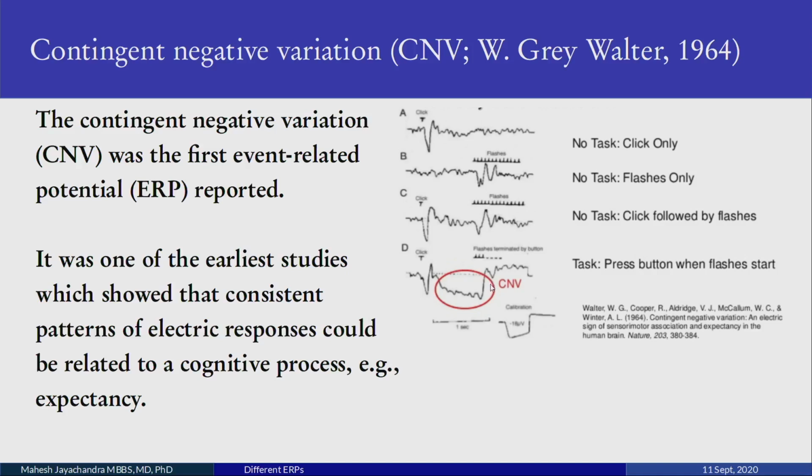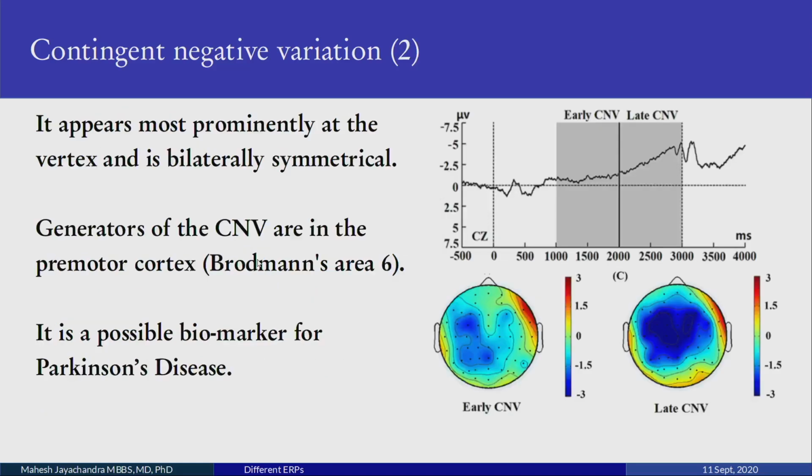And this was one of the earliest studies which showed a consistent pattern of electrical response related to a cognitive process, in this case expectancy. It was also the first ever event-related potential which was reported. Grey Walter is an American neurophysiologist who worked in England, and he was the person who found this potential. It is most prominent in the vertex, and it's symmetrical on both sides.